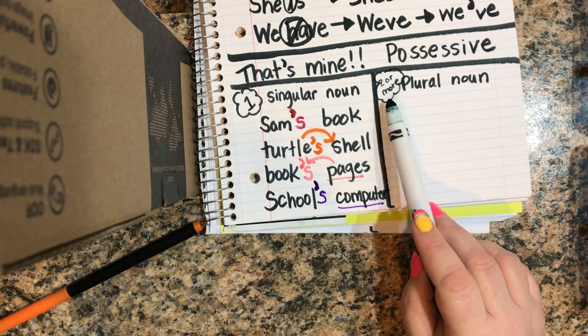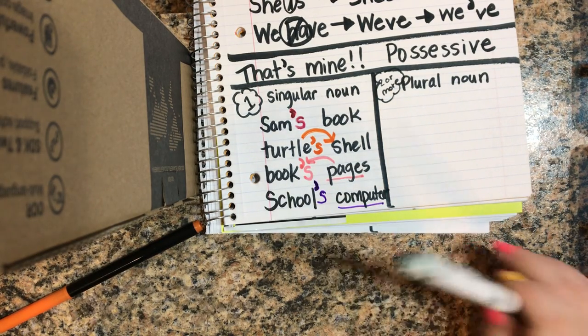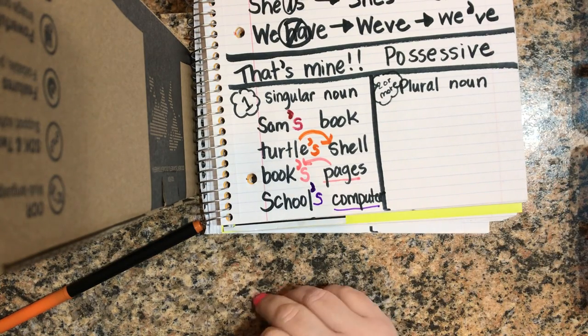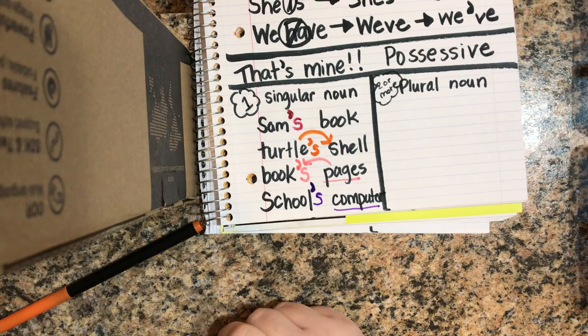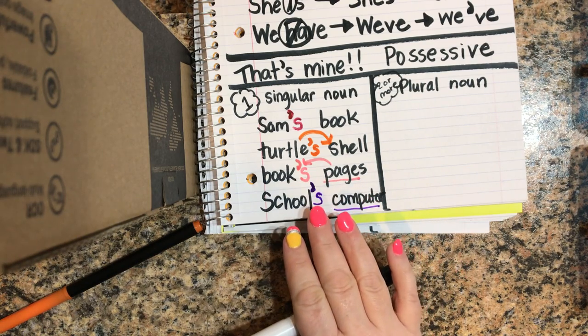But when two or more things own something, it gets a little tricky because an S is already there. And when that happens, we do something that might seem really weird to you, but it is correct. In fact, most students get this wrong on standardized testing and in their writing because it looks so odd, but it is the correct way.